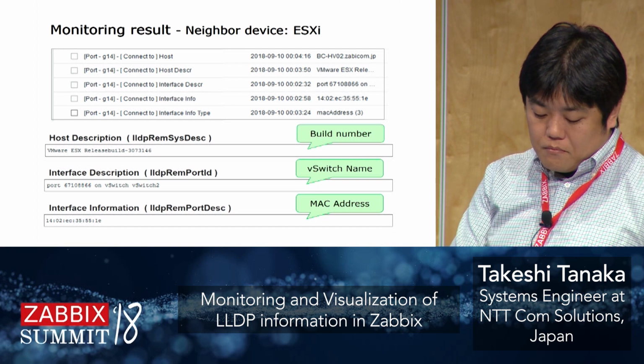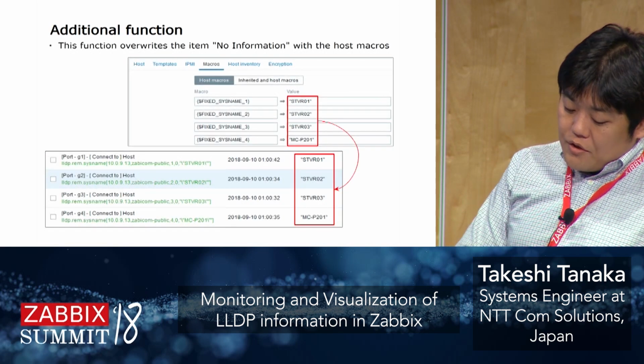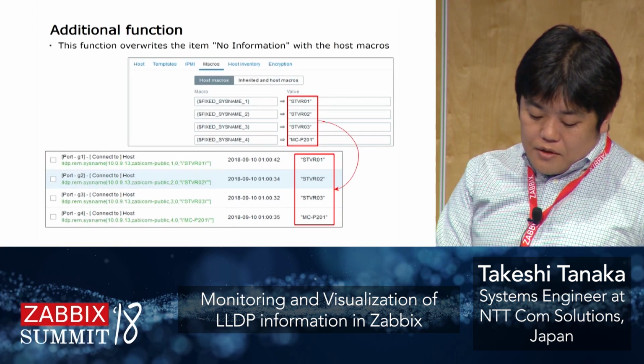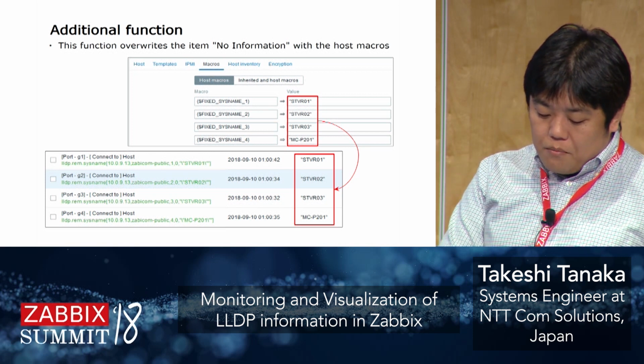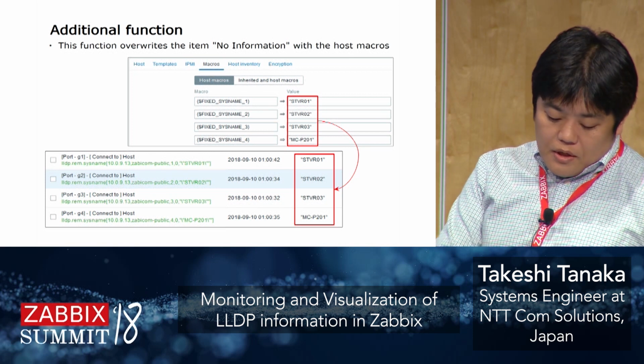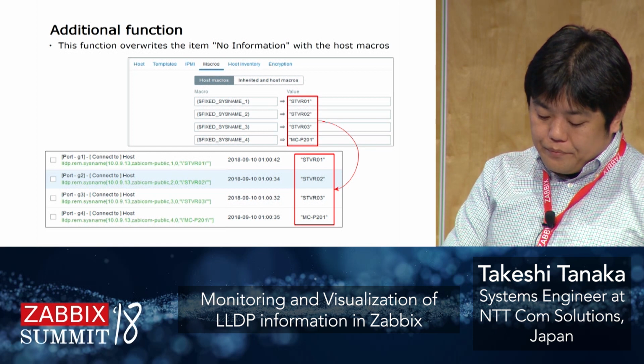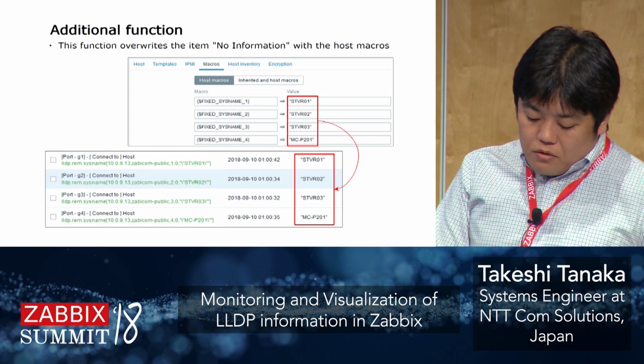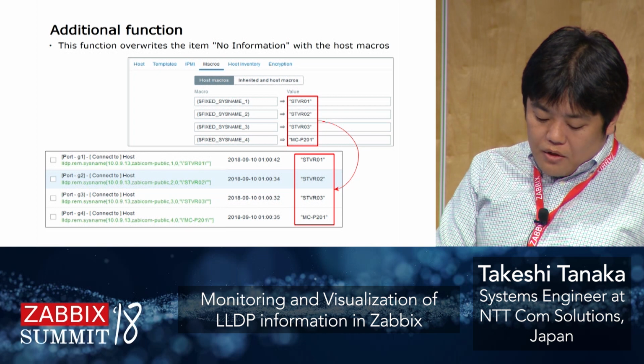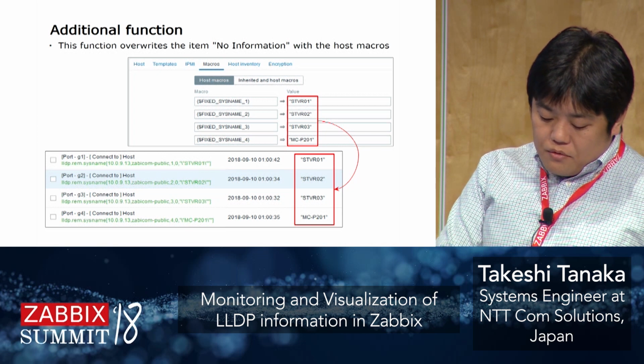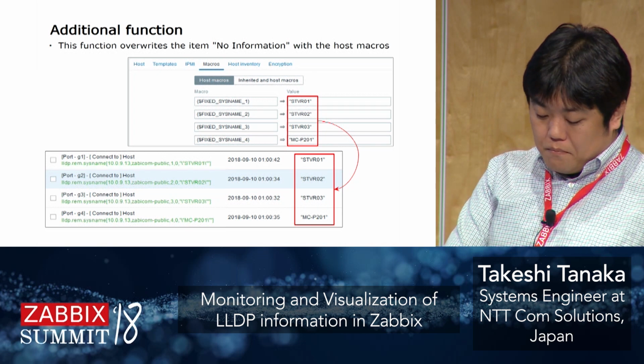Additional function. This function overrides the item's no-information value with a host macro. Values can also be written to ports connected to devices that do not support LLDP.